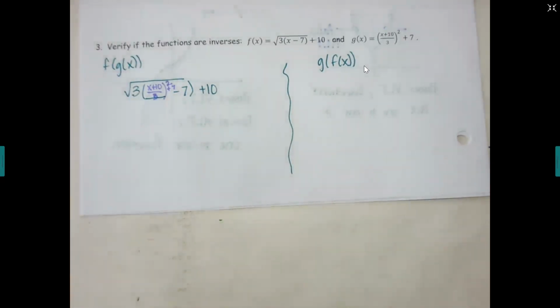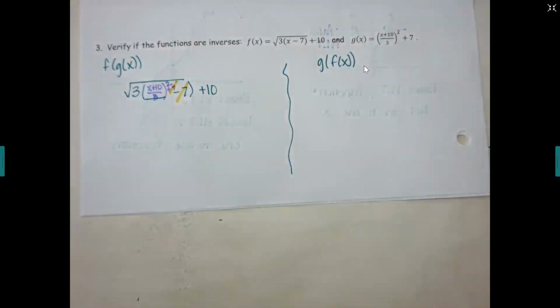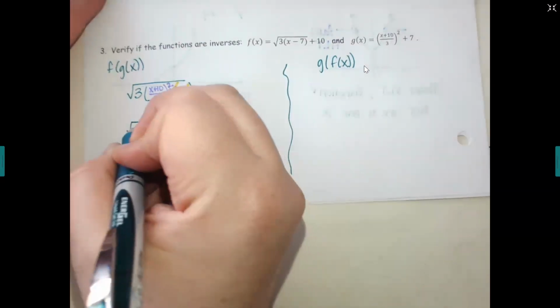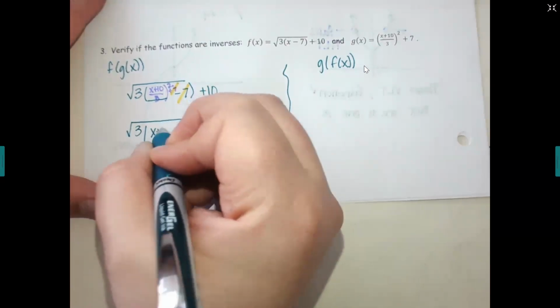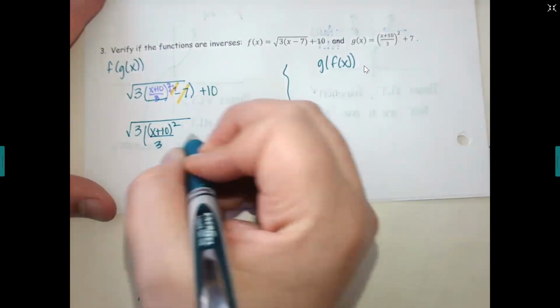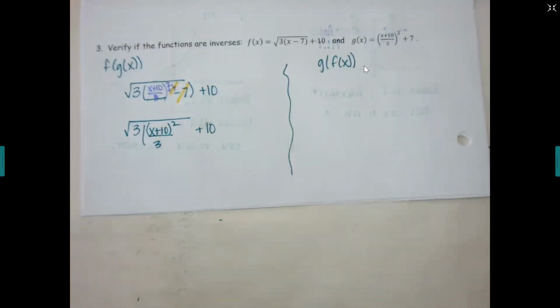Okay, first thing I'm going to notice, I have a plus 7 and a minus 7. What can we do with that? Cancel them out. Okay, the next thing I notice is that I have a times 3 and a divide by 3. What's going to happen there? Okay, so I have x plus 10 squared over 3. The 7s are gone, plus 10 on the outside. Okay, we said our 3s are going to cross out.